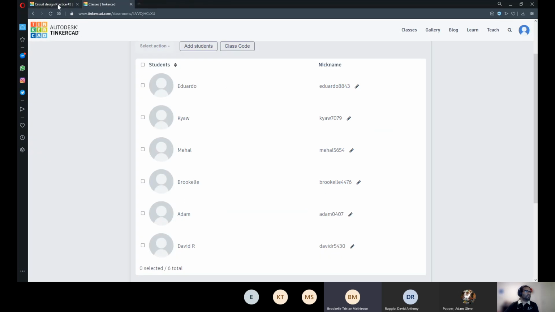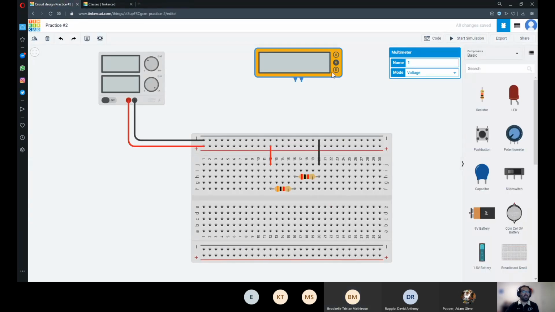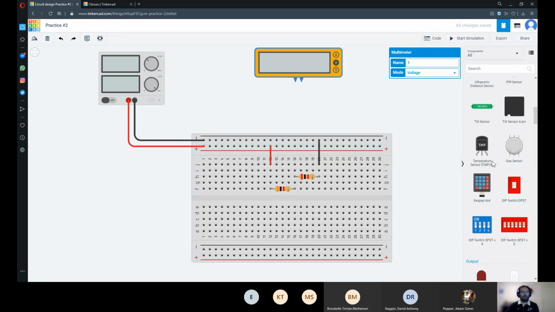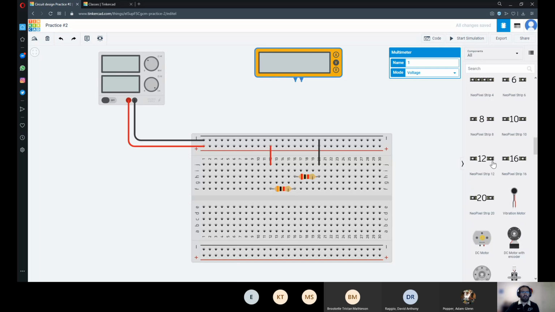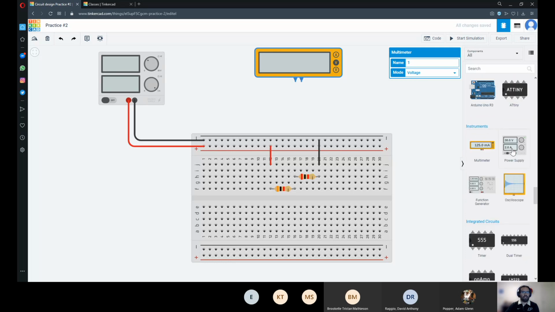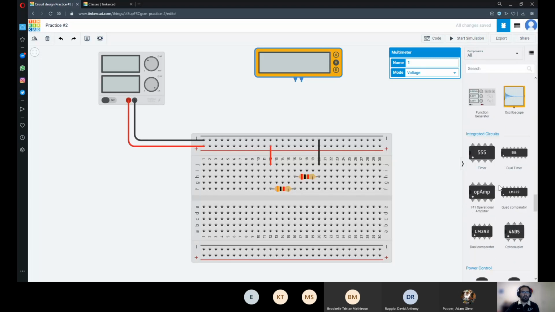So now you should be able to see it and edit it. A few things you probably already know: if we go to the right, we have a list of components. By default it comes with the basics. If we click on all, we see the whole list of different components that are available. I have already included a few. We're gonna be playing with some of the other instruments in a later exercise.